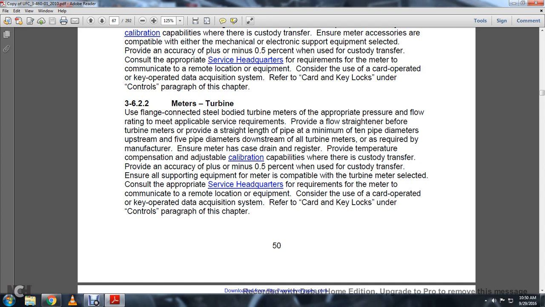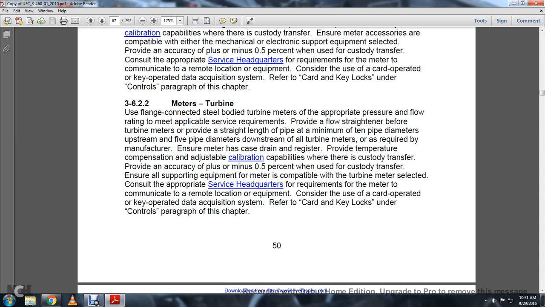Ensure the meter has a drain and a case drain and register. Provide the temperature compensation and adjustable calibration capabilities with the custody transfer. Provide an accuracy of plus or minus 0.5% when using custody transfer. Ensure the supporting equipment for the meter capability of the turbine meter is selected in consultation with the service headquarters for the requirements of the meter.